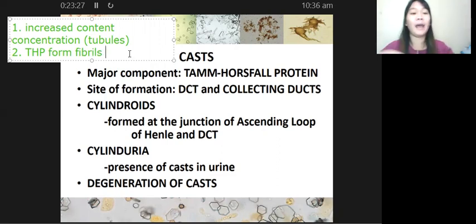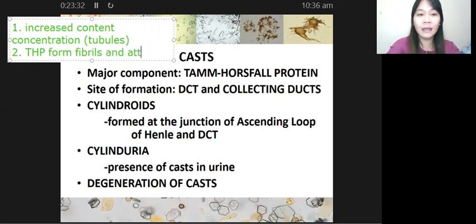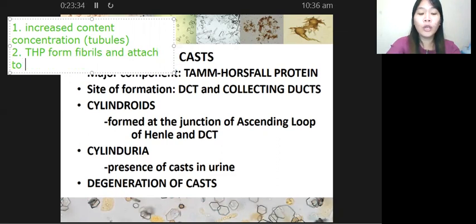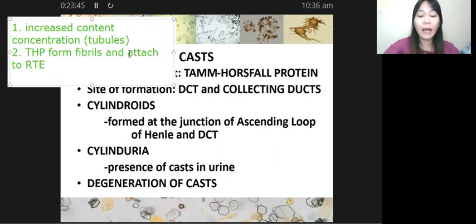So, yan, tama. And these fibrils will attach to your ductal cells or your renal tubular epithelial cells. Okay? So, after the formation of your fibrils, ano ang next na mangyayari? Okay? So, as your Tamm-Horsfall protein forms fibrils, okay?